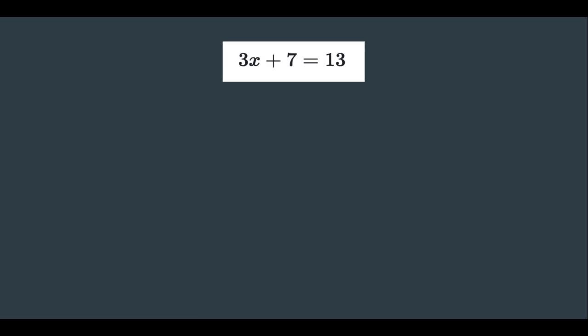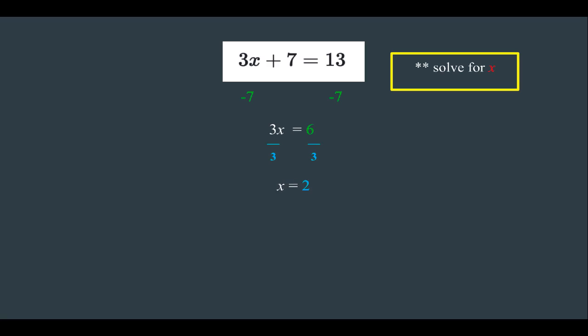We are given the equation 3x + 7 = 13. As we can see, there's a variable x in this equation, so we will be solving for x. The first step we want to do is to subtract 7 from both sides of the equation so the 3x is by itself. We are left with 3x = 6. Then we divide both sides of the equation by 3 to isolate the variable x. We have obtained an answer of 2.